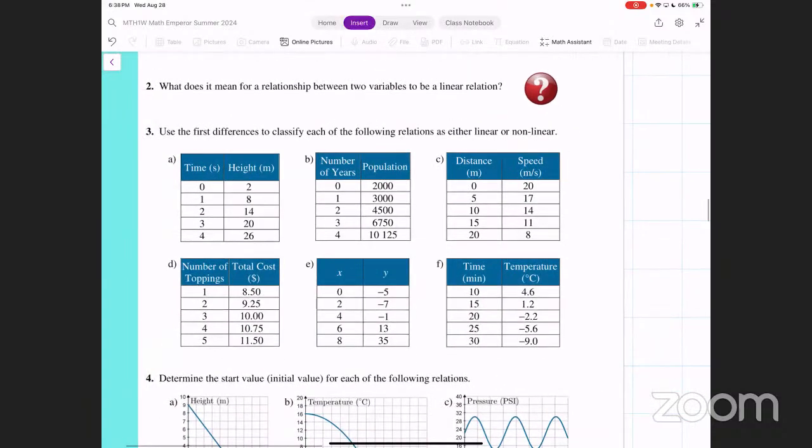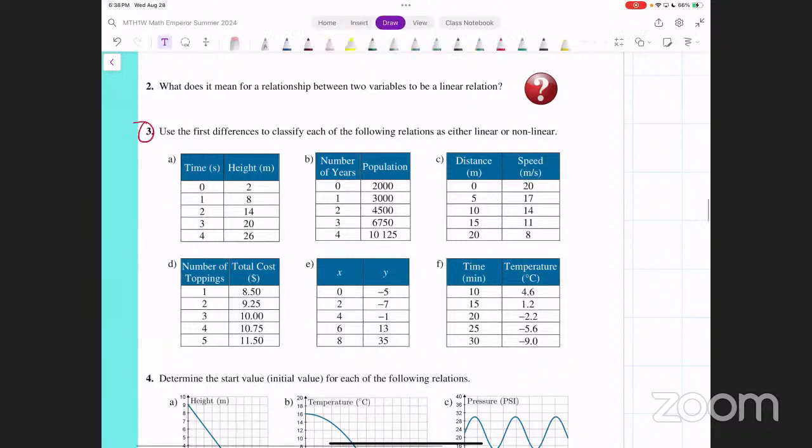All right, guys. I want you guys to do number 3. You guys go to number 3A and number 3E. Use the first difference to classify whether they are linear or non-linear. So my online folks, you need to create a table on the Jamboard to do the work. My in-person folks can do that on your handout or just do that in your notebook.